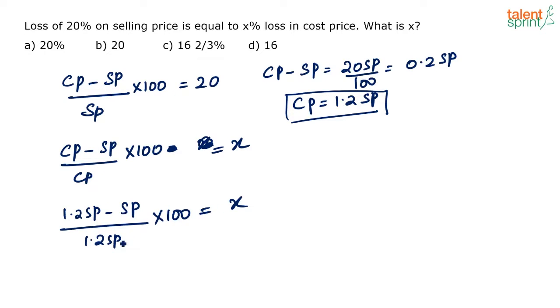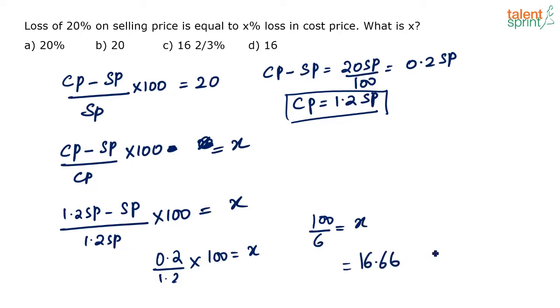So I get 1.2 minus 1, that is 0.2 by 1.2 into 100, that is equal to X, or I can say 100 by 6 is equal to X. So what is 100 by 6? It is 16.66, or that is 16 2 by 3%. Okay, correct answer is option C.